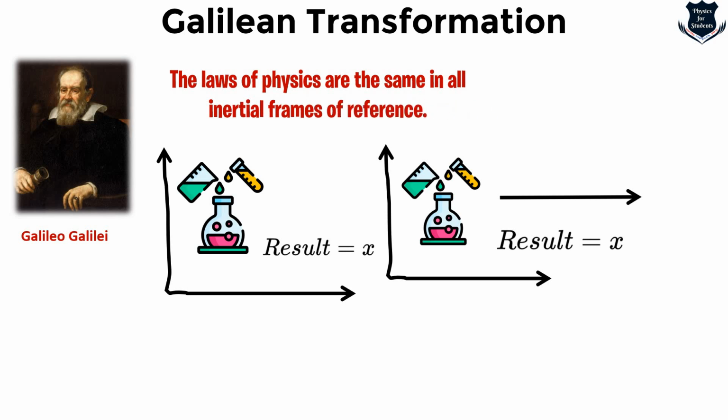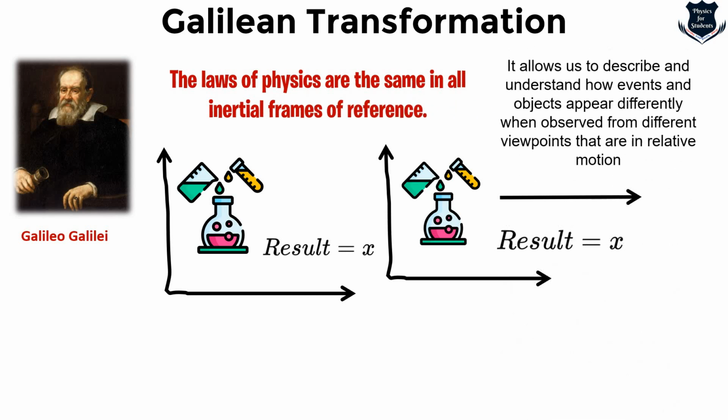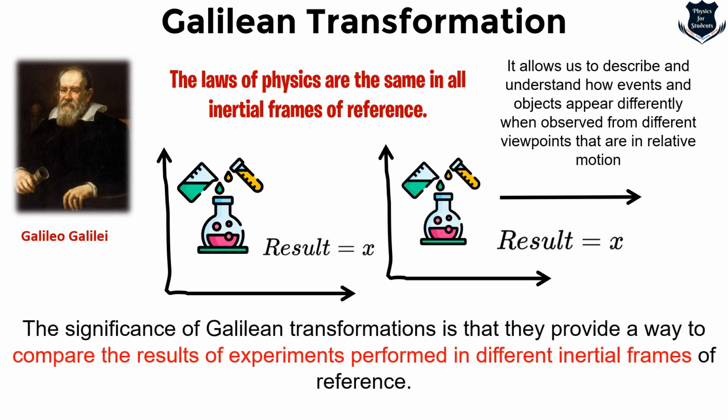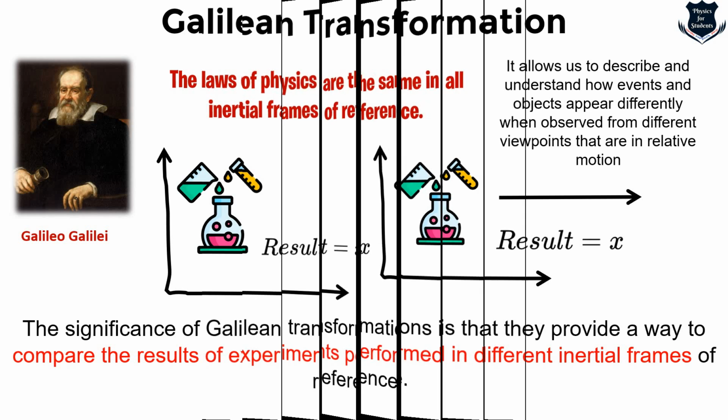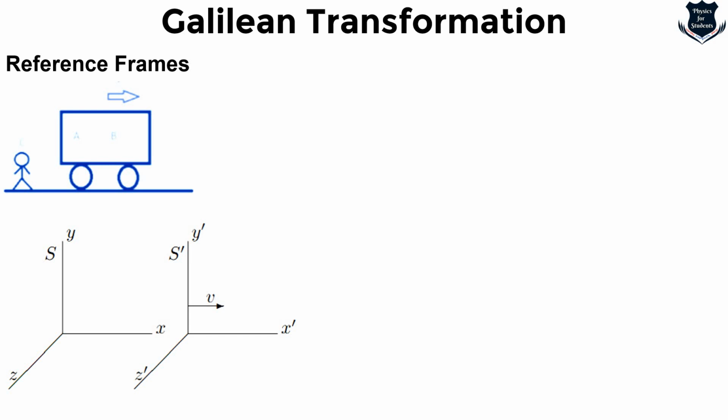And that is what is called this: the laws of physics are the same in all inertial frames of reference, and it allows us to describe and understand how events and objects behave differently when observed. So observation was one of the key reasons we need transformations, so that we can find out how things are behaving. This is the significance of Galilean transformations: they provide a way to compare the results of experiments.